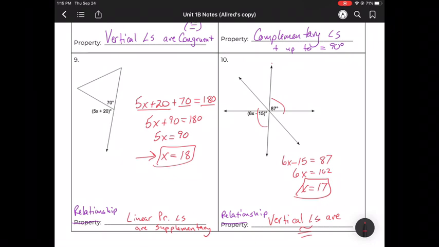Number 10, these are vertical angles. They are formed by these intersecting lines. They are across from each other. All they have is this vertex in common. So we set them equal to each other. Vertical angles are congruent. One angle equals the other, and we solve and we get x equals 17.